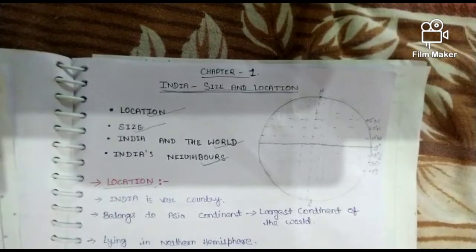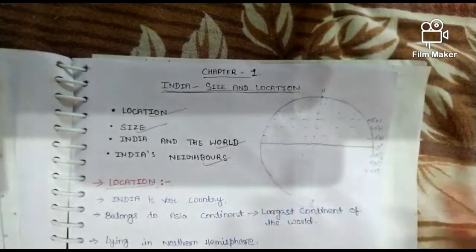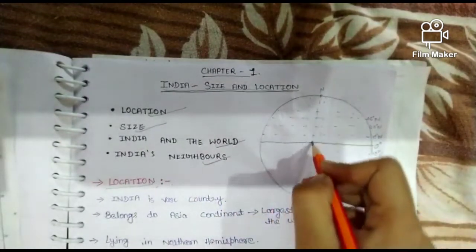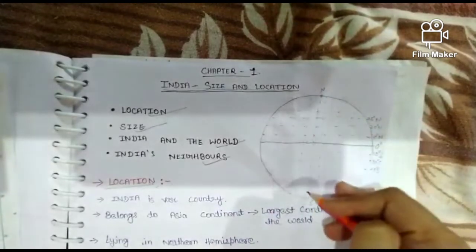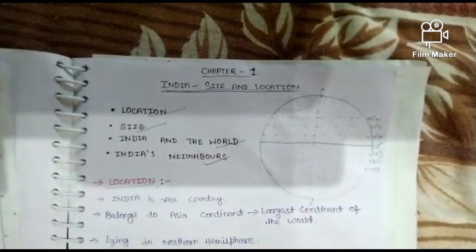So we can define latitude: all the parallel circles from the equator up to the pole are called parallels of latitude.